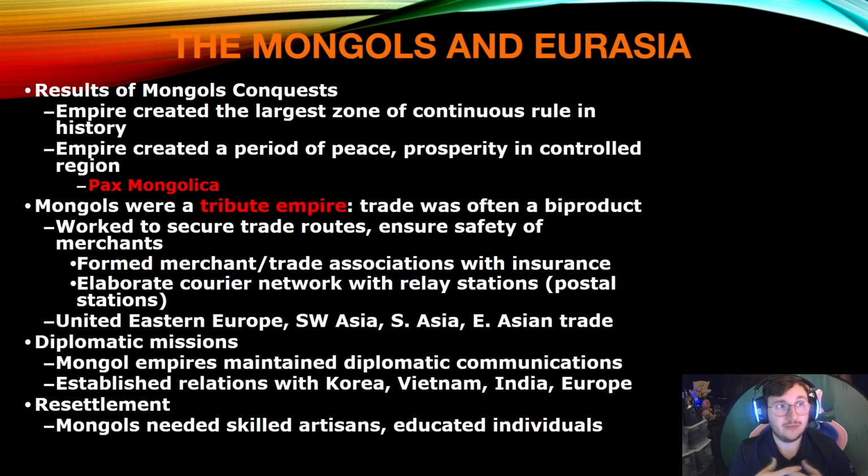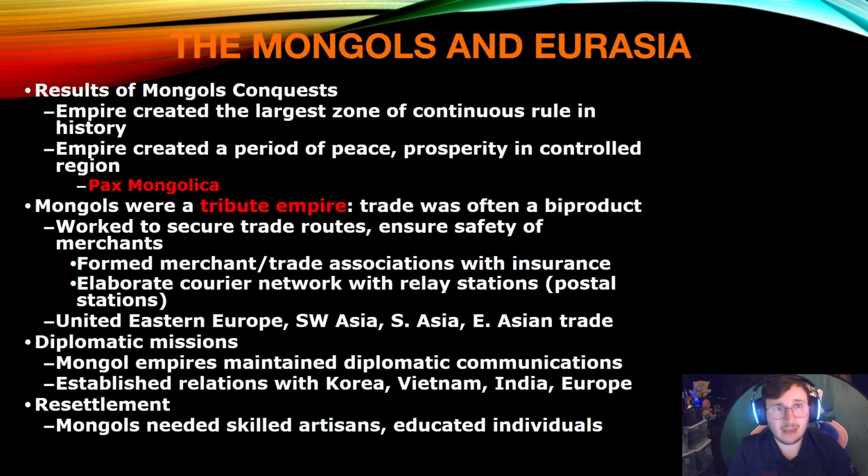Now, the Russians and Eurasia. The result of the Mongols' conquest: the empire created the largest zone of continuous rule in history. The empire created a period of peace and prosperity called the Pax Mongolica. The Mongols were a tribute empire. Trade was often a byproduct of this tribute. You got to go to the place to give tribute, might as well trade while you're there. They did work to secure trade routes and ensure the safety of merchants. They did form merchant trade associations with insurance, meaning that if we can't protect you going to the place, we'll pay back your fee and your lost profits.